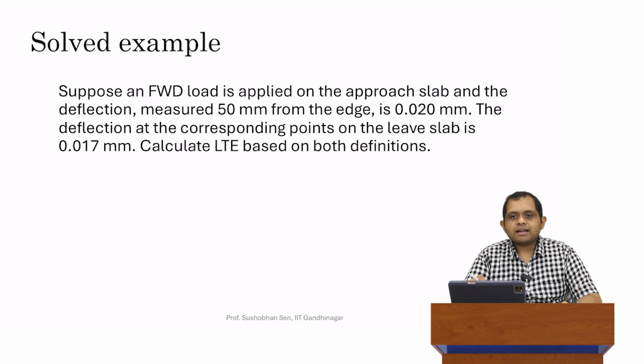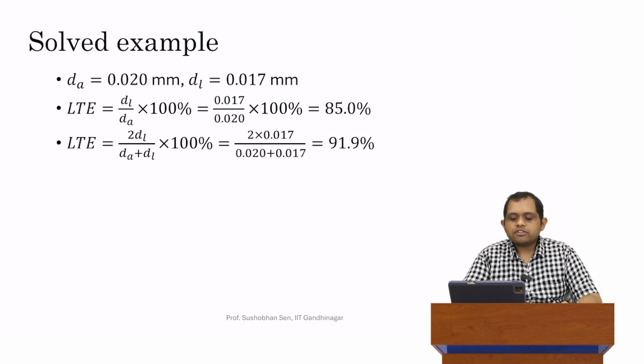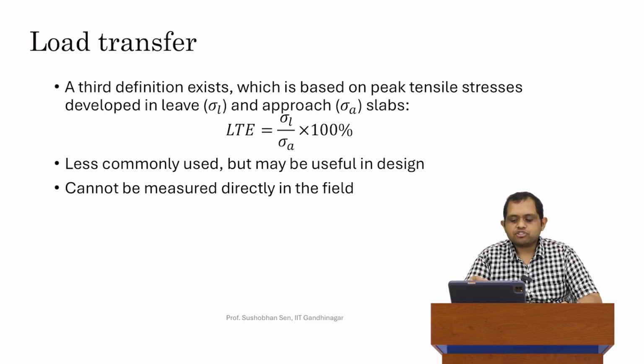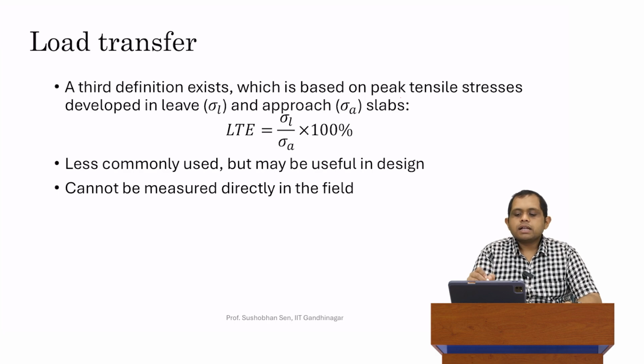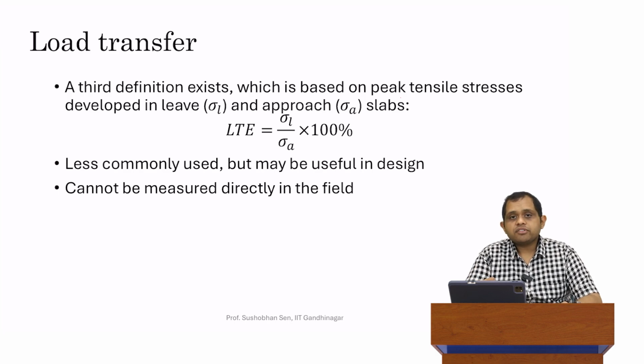Now, I've got an example here. Before the example, though, I just want to show one more definition. There is a third definition of load transfer efficiency. I should say this definition is not widely used in practice, and I'll explain why in a second. Unlike the previous definition, which is based on deflection, this definition is actually based on peak tensile stresses in the leaf slab as well as in the approach slab. So this is a stress-based definition.